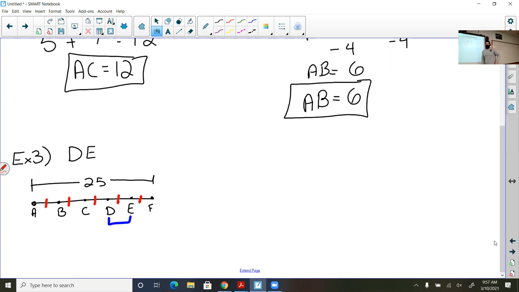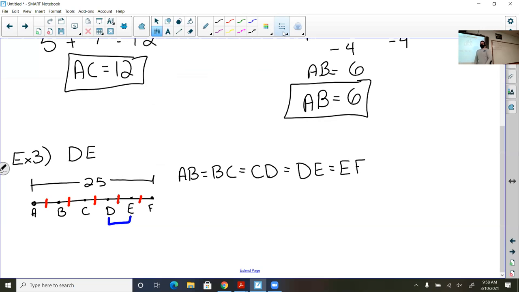So just looking at this problem, what's some information that I know? Well, I know that from A to F, this entire line segment is 25 units long. Broken up is A, B, C, D, E, and F. That forms 5 different line segments. Within each line segment, I'm stating that they are all equal to each other. They are all the same measurement. So I know that AB is equal to BC, which is equal to CD, which is equal to DE, which is equal to EF. So all these segments are exactly the same.